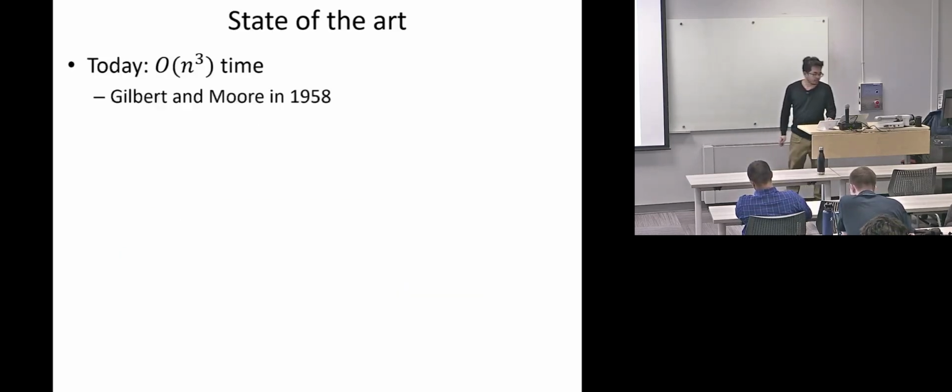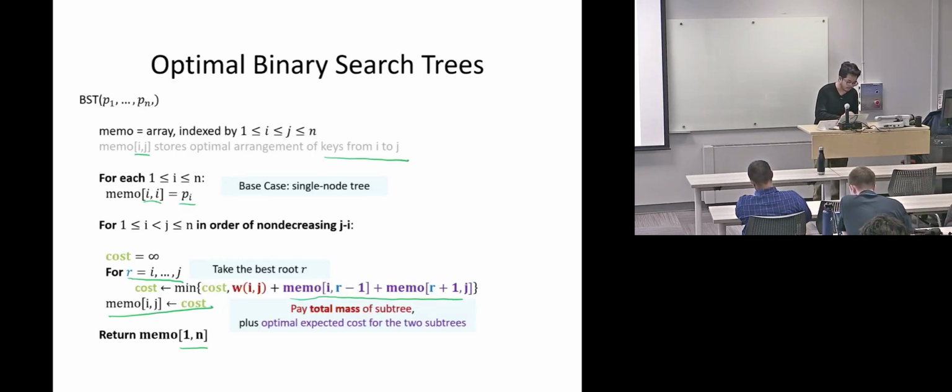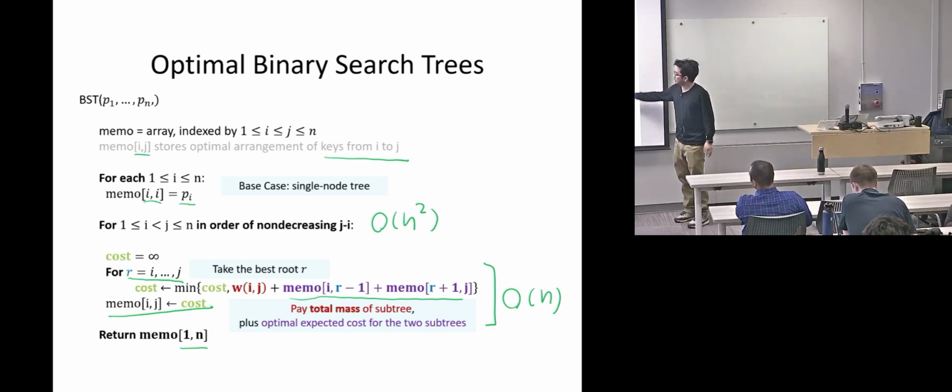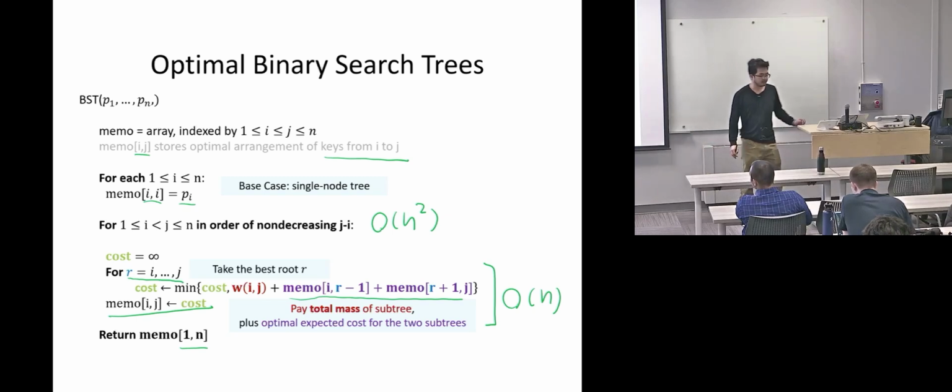So you see that the running time of this algorithm is n cubed, because there are n squared entries in the loop, and in each of these you spend O(n) time because you just take the best root. So that's n cubed time. Any questions about this? We are done with this.